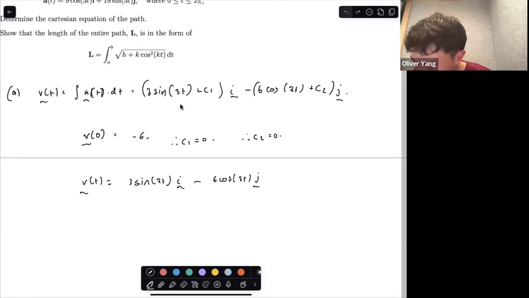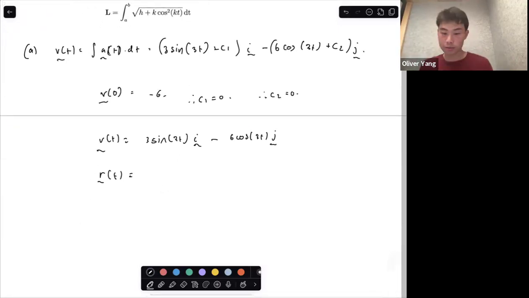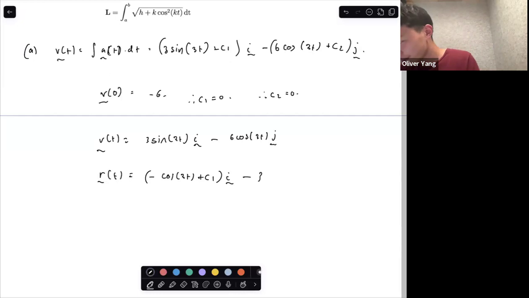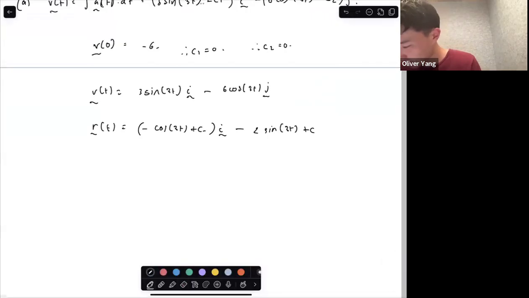And then our position function r of t equals whatever r of t equals. So let's integrate this. So we get negative cos 3t plus C1 i minus... oh yeah, we can do that. Whatever you guys are comfortable with. It's just C2 again. Oh, let's do C3 and C4 so no one gets confused.